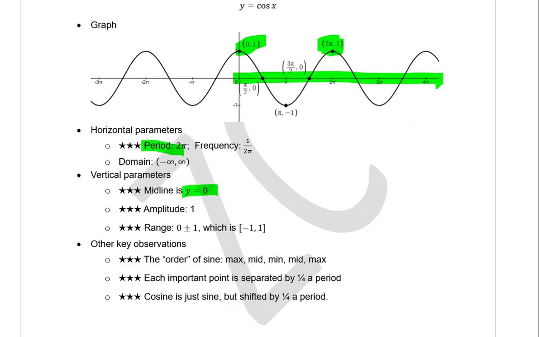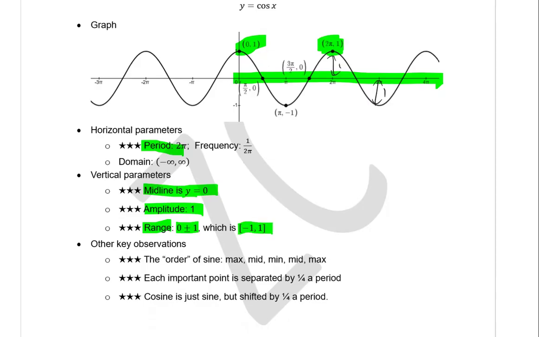Amplitude, how much does it swing up or down from the midline? What's the distance? It's 1. What's the distance? It's also 1. Okay, so the amplitude is 1. Okay, range, midline plus or minus the amplitude. So 0 plus or minus 1, which is -1 to 1.